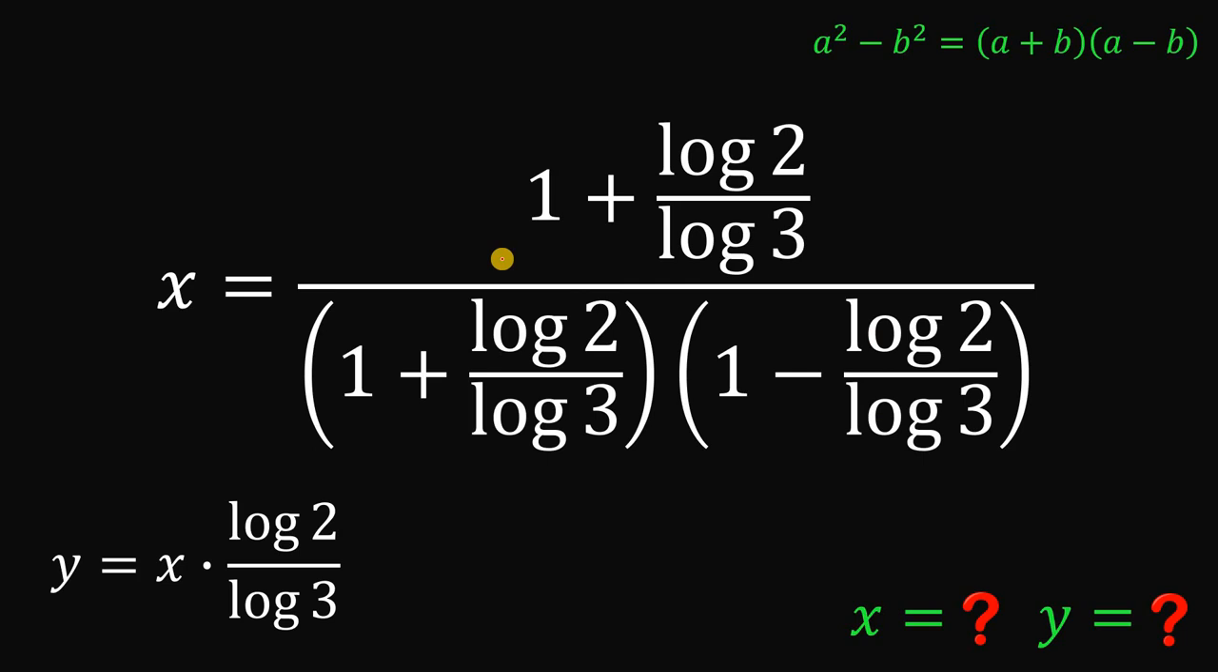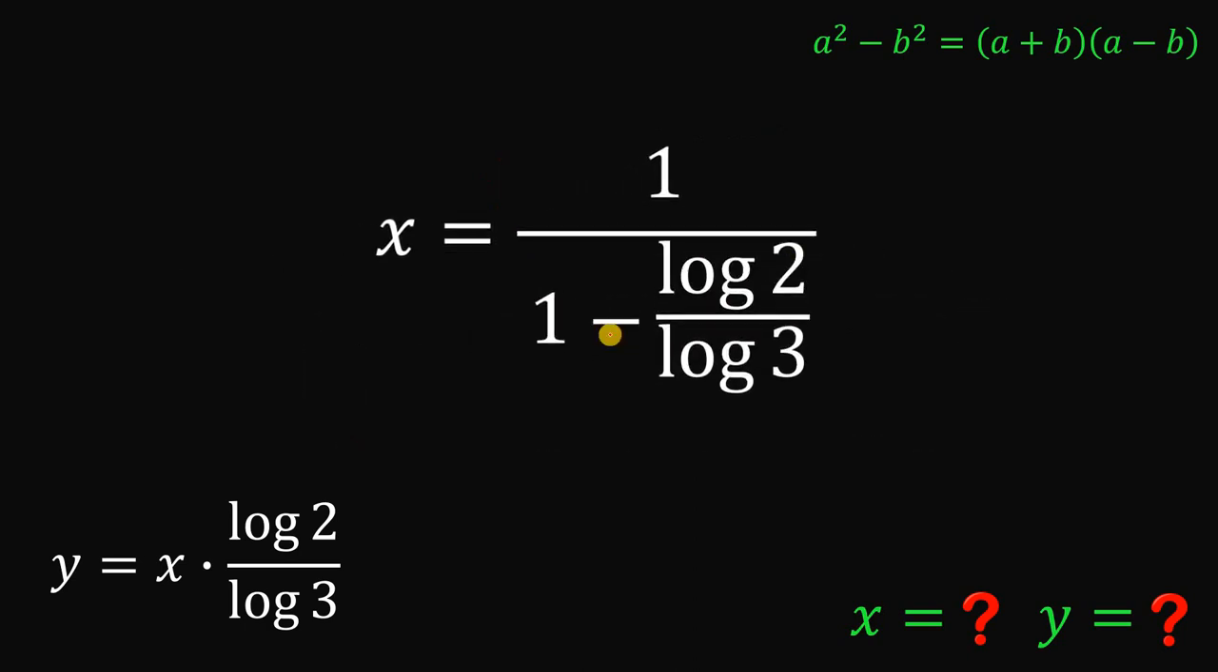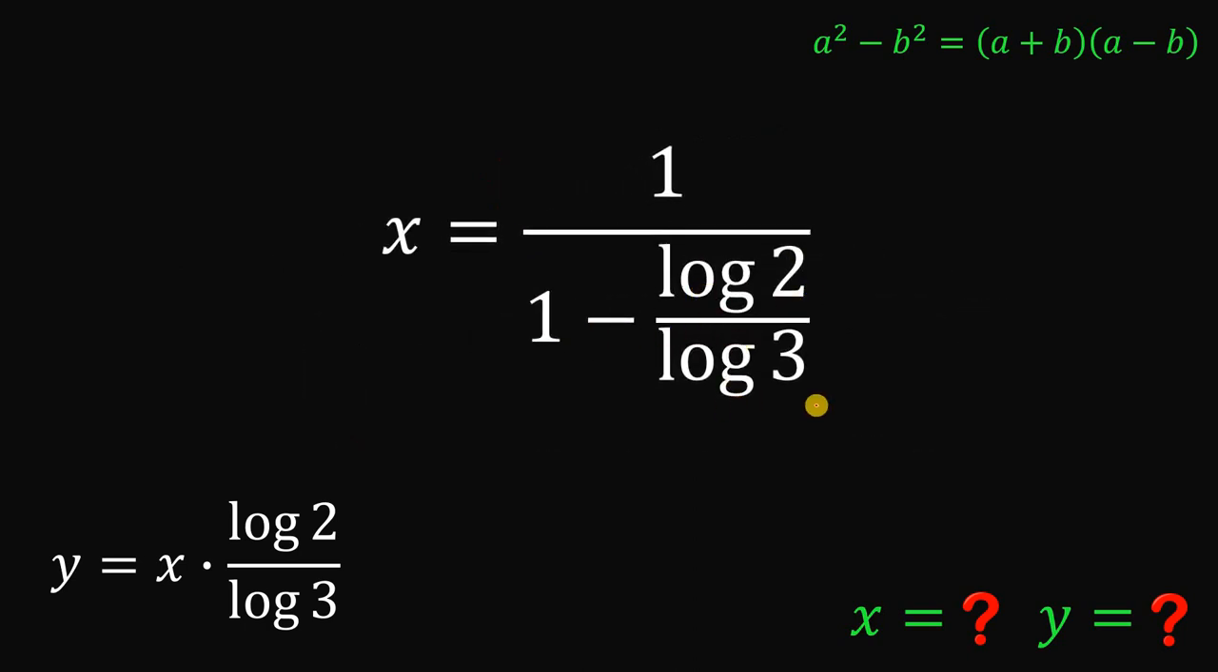Now, we can cancel out 1 plus logarithm of 2 over logarithm of 3 on the numerator, and we also have a factor in the denominator. So we can cancel both of them. This is just equal to 1. So, x must be equal to 1 over 1 minus logarithm of 2 over logarithm of 3.